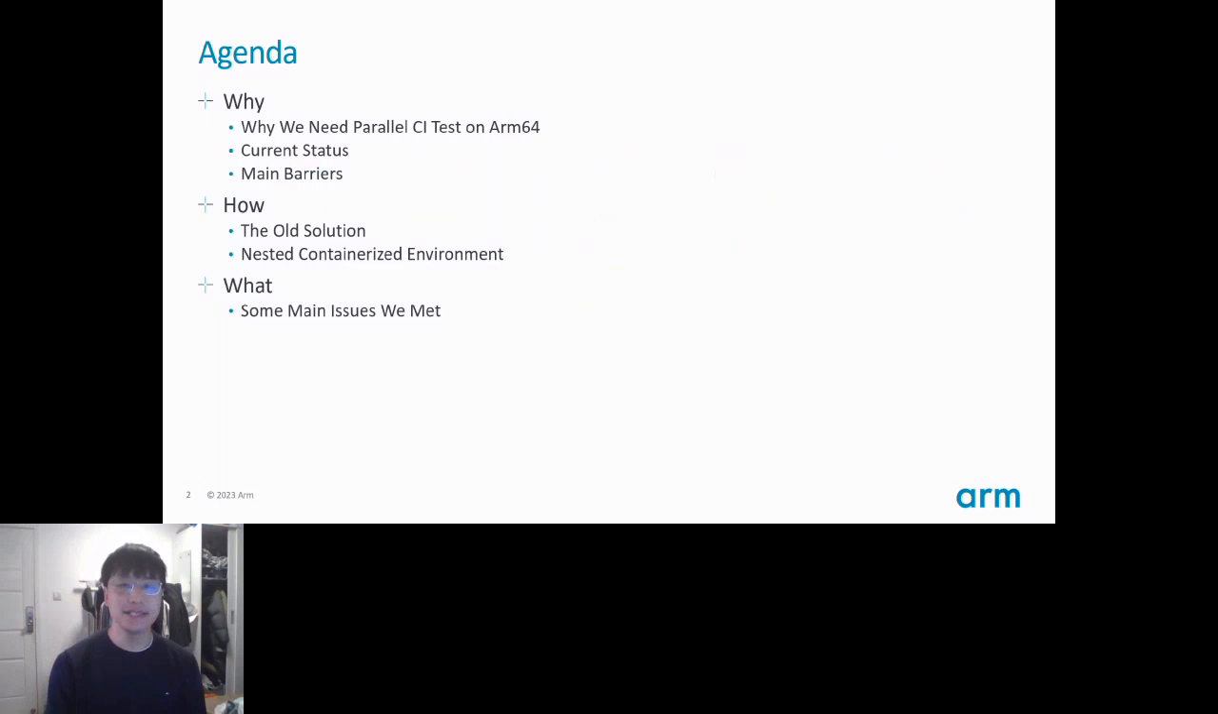This is today's agenda. Firstly, I will discuss the reasons why we need parallel CI tests on Arm64, and the current status of KubeVirt CI testing on Arm64 and the main obstacles we face when attempting to enable the testing. Then, I will introduce both the old and the new solutions for Arm64 CI testing, with the latter using a nested containerized environment. Lastly, I will address some of the main issues we have encountered. Okay, let's begin.